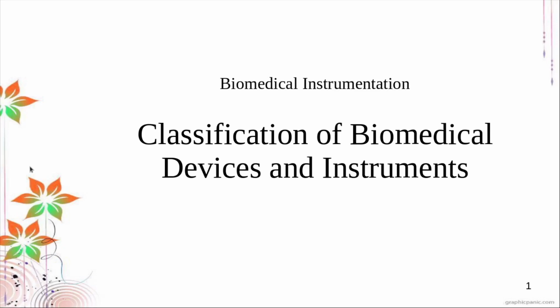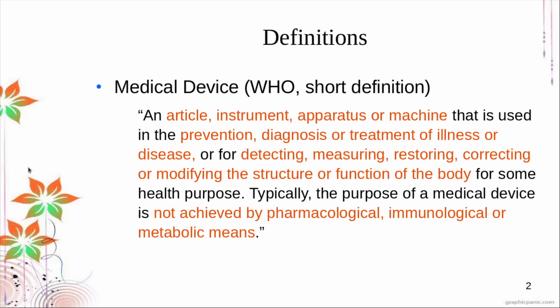Good day. So in today's lecture, we will talk about the classification of biomedical devices and instruments. The World Health Organization defines a medical device, this is the short version, as an article, instrument, apparatus, or machine that is used in the prevention, diagnosis, or treatment of illness or disease, or for detecting, measuring, restoring, correcting, or modifying the structure or function of the body for some health purpose.